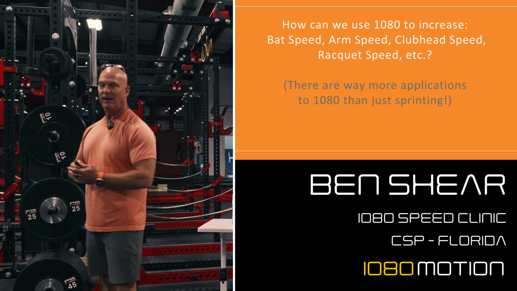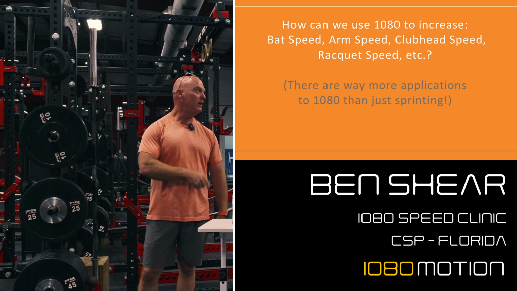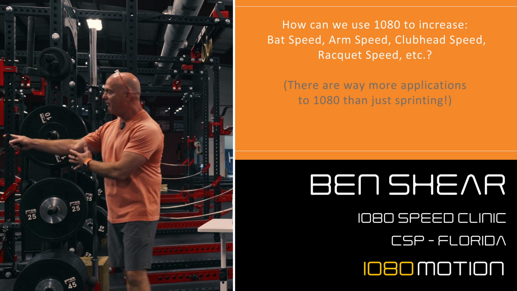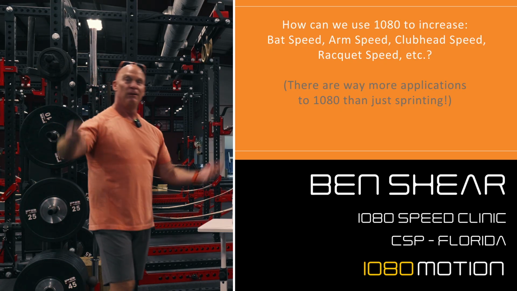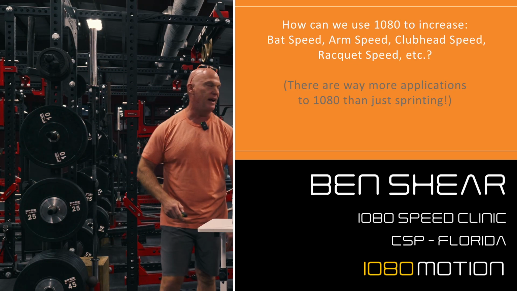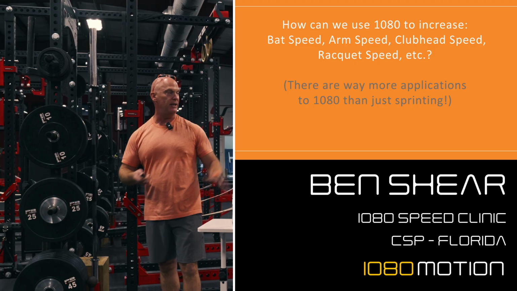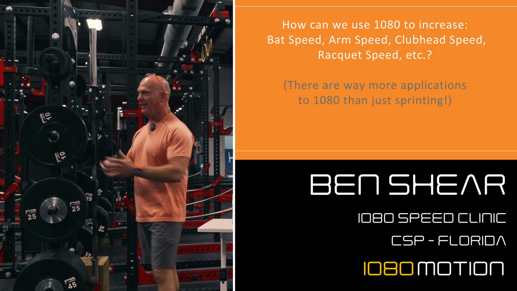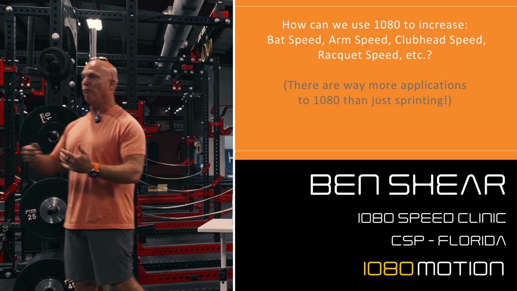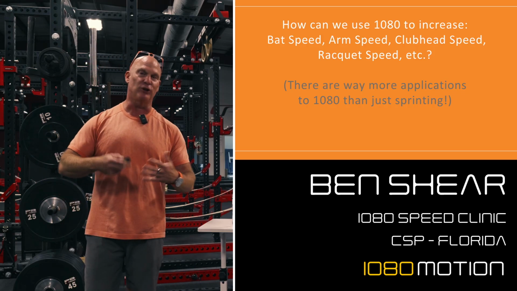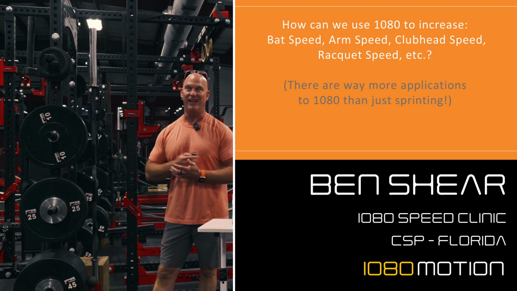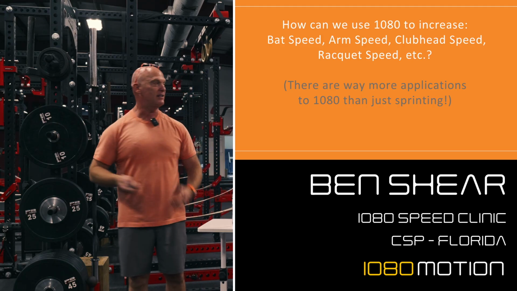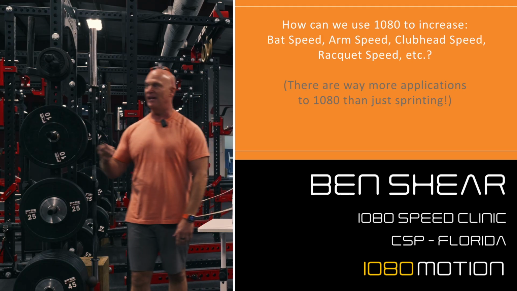Rotation is rotation. And so we're going to talk about how we can use this type of technology to help increase bat speed, club head speed, throwing speed, whatever speed you want in relation to rotation, right? Most people think of the 1080 as a sprint tool, for running. It's actually a super, super powerful and equally powerful tool to use for strength training and the data and all of that stuff.